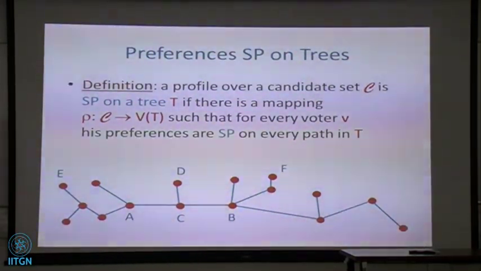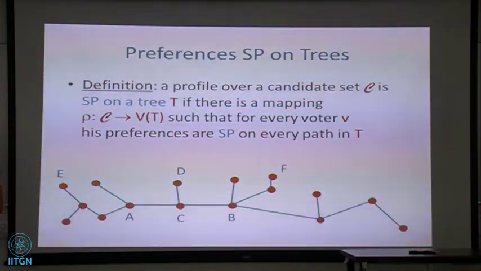So let me define the domain of preferences that are single-peaked on trees. This is a slightly ugly definition, so let me give it anyway and then try to explain why it makes sense. We say that a profile over a candidate set C is single-peaked on a tree if there is a mapping that maps candidates to the vertices of the tree, placing candidates at vertices, so that for each voter, his or her preferences are single-peaked on every path in that tree.